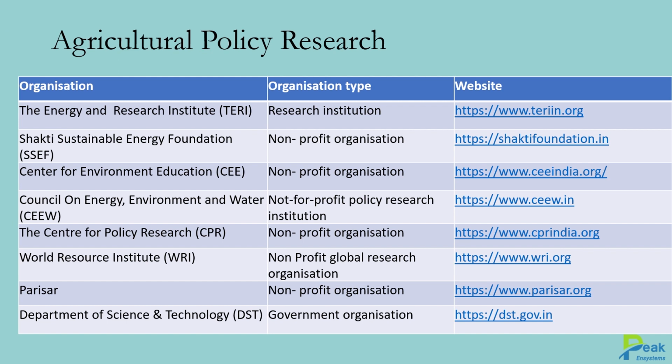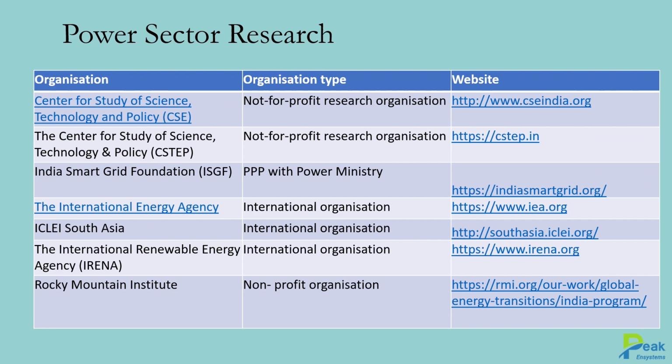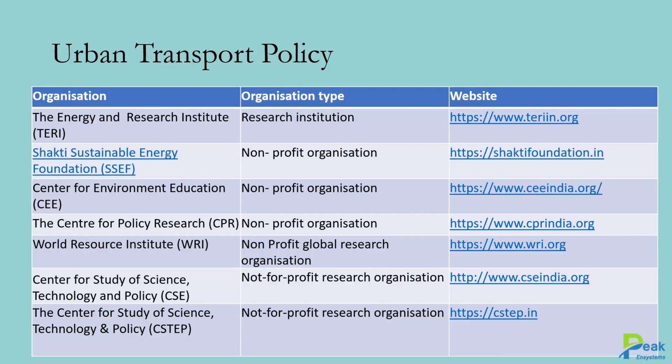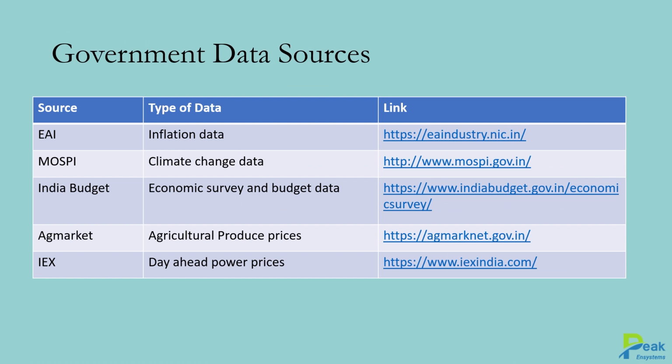If you are researching in agriculture policies, here is a list of articles and reports given by specific organizations. If you're working or researching in the power sector, look up research papers from these organizations. For the urban sector, urban transport, you can use these organizations for references. Here are some links to government data sources, which can be a good point to include in your research.